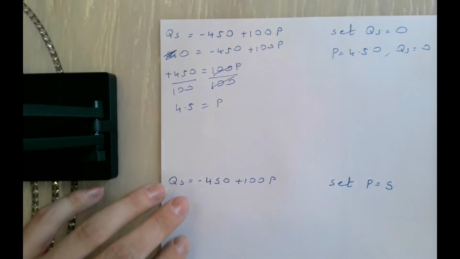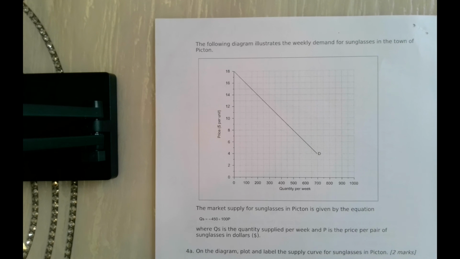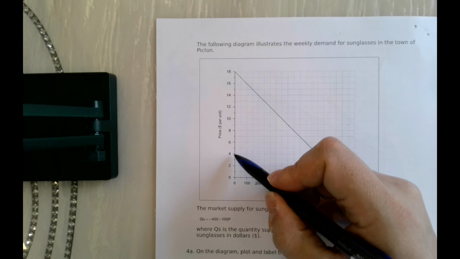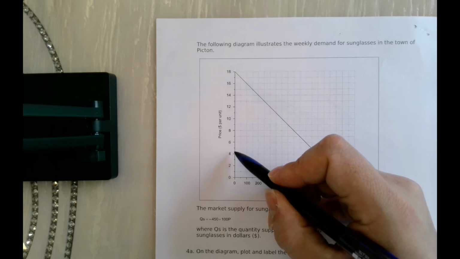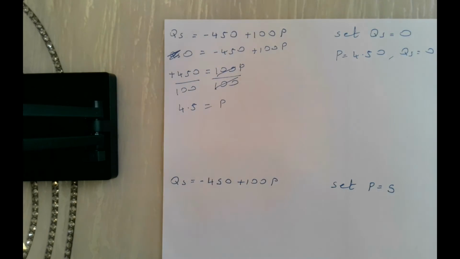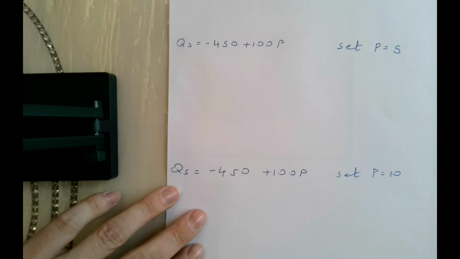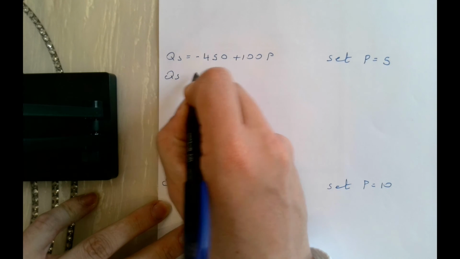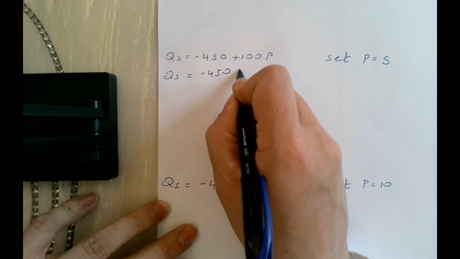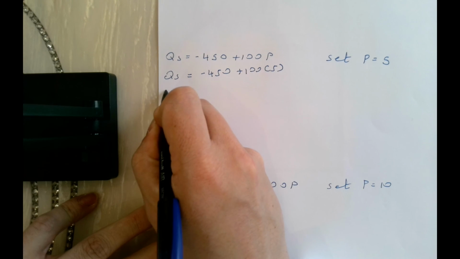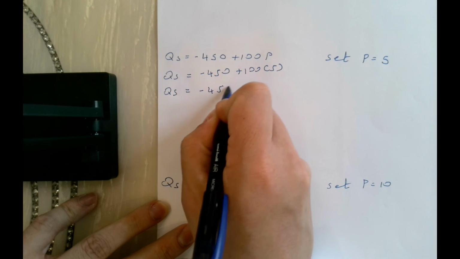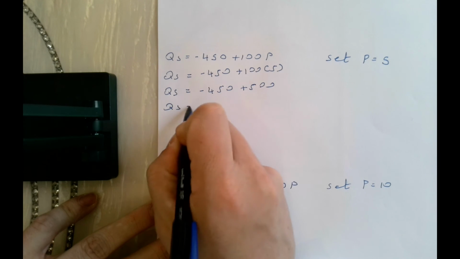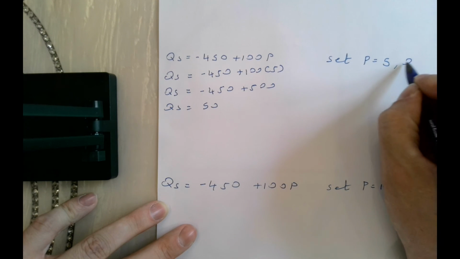Now if I look at this diagram, 4.5 isn't labeled there, so I could put a dot there, but I don't like that because there's no line of graph paper going across there. So in this instance I wouldn't choose it, and I go back and ask what else I can choose. I'd say at a price of 5, let's calculate the quantity supplied. So it's minus 450 plus 100 times 5. QS equals minus 450 plus 500. QS equals 50. So at a price of 5, QS equals 50.